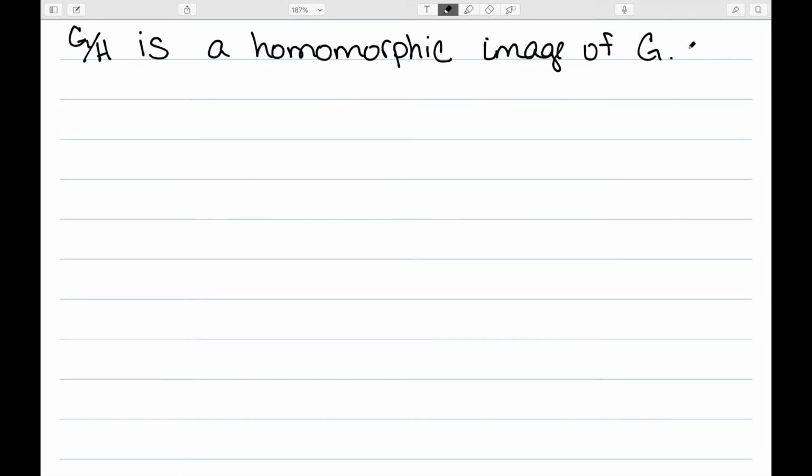The next thing I want to say is G mod H is actually a homomorphic image of G. And this is a huge leap forward because it actually constructs all of the homomorphic images of any group. So as a reminder, a homomorphic image means I need a surjective homomorphism from G to G mod H. The most obvious function here to go from G to G mod H would be f of x equal to Hx, its particular coset.